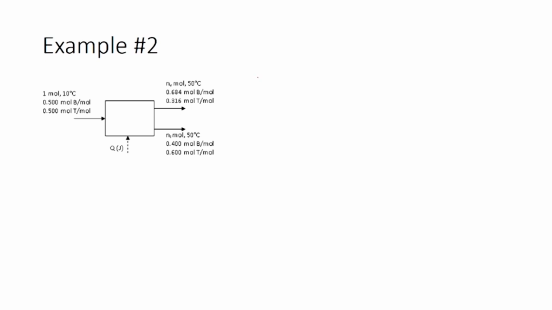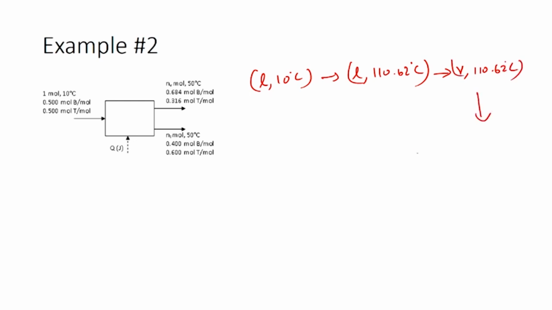So, the hypothetical path would be liquid at 10 degrees Celsius goes to liquid at 110.62 degrees Celsius, and from here it goes to vapor at 110.62 degrees Celsius, and from here it is finally cooled to get your final condition, which is vapor at 50 degrees Celsius. So, now you again have 3 different enthalpies that have to be calculated. Let us call them Hx cap, Hy cap and Hz cap.